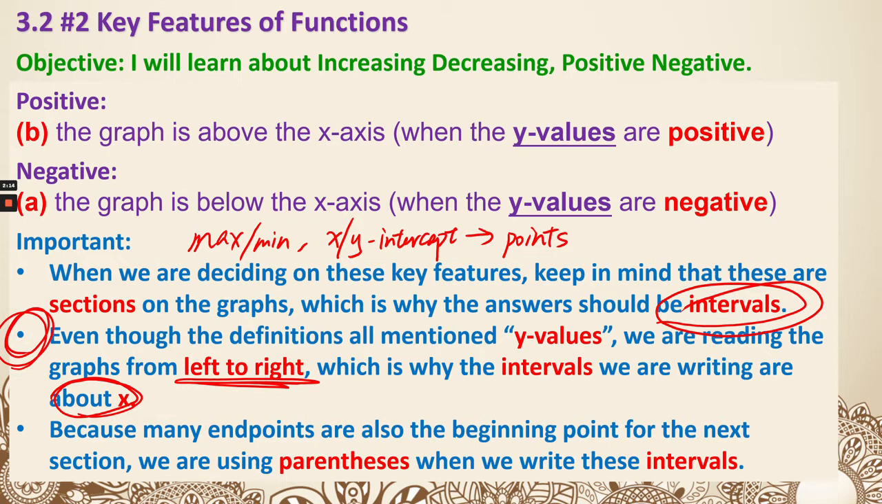Because many endpoints are also the beginning point for the next section, we're using parentheses when we write these intervals. For example, if it's increasing up to here, then that point is the end of increasing, but it's also the beginning of decreasing. So it's kind of confusing when we include both. That's why we just don't include it at all. So we use parentheses when we write these intervals.